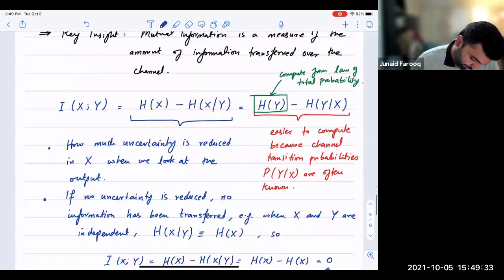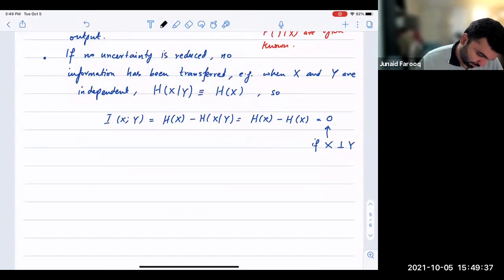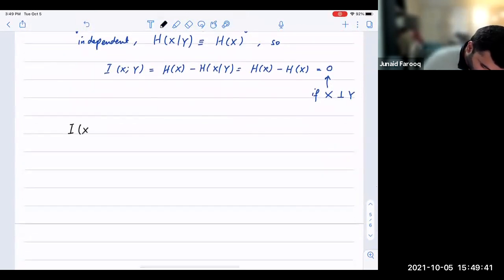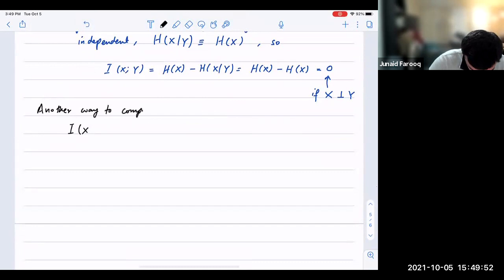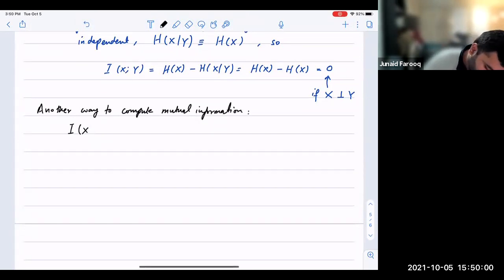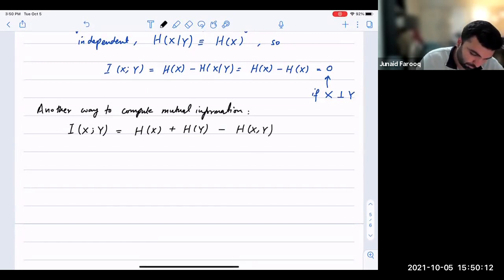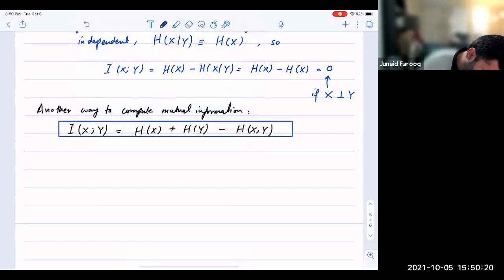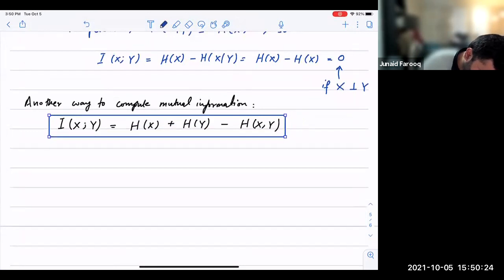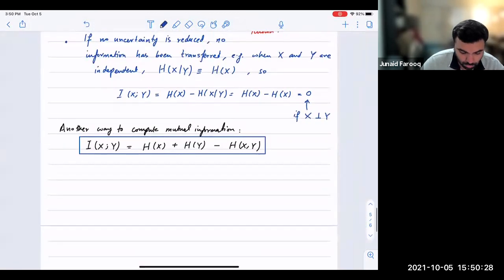Another way, as I mentioned in today's lecture, the mutual information I of X and Y can also be H of X plus H of Y minus H of X comma Y, right? So it depends on the scenario. You can use different methods to compute these quantities.